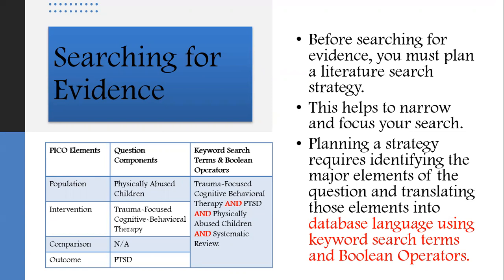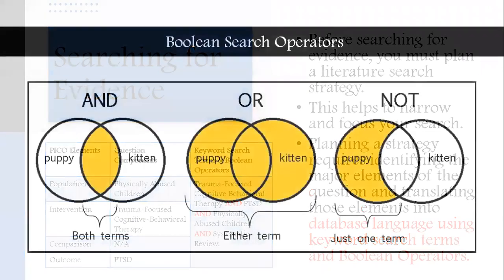So let's say, for example, the major elements of our PICO question, or the components, let's say that our population is physically abused children, our intervention is trauma-focused cognitive behavioral therapy. We don't necessarily have a comparison group, but our outcome is PTSD. Our keyword search terms and Boolean operators might be something like trauma-focused cognitive behavioral therapy and PTSD and physically abused children and systematic review. Okay, so we might include all of these terms in our search. Okay, but you can see how we use the elements of the PICO question to then formulate our search strategy.